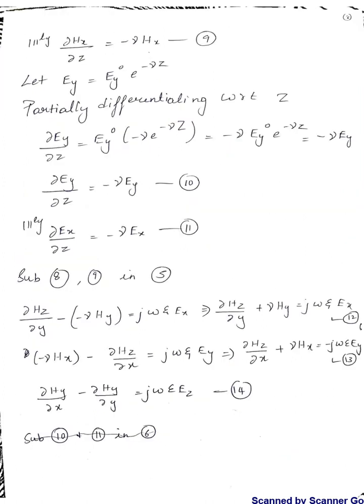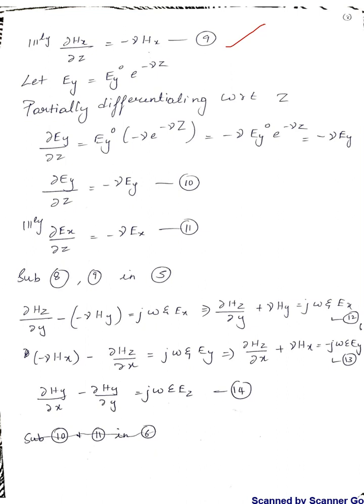In the previous slide, I have got dou Hy by dou z is equal to minus gamma Hy. Similarly, wherever I have y, if I replace it by x, I'll be getting dou Hx by dou z is equal to minus gamma Hx. So we have completed for H.